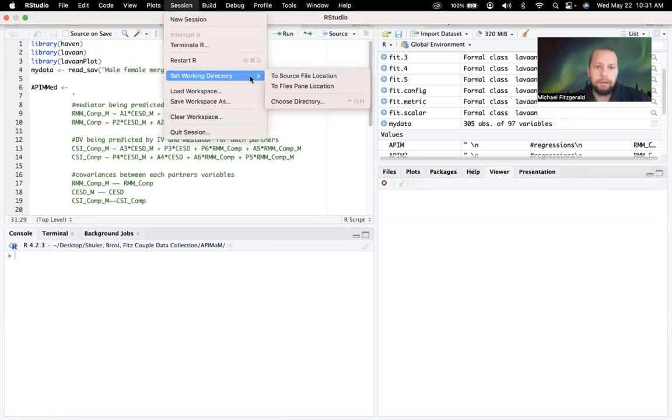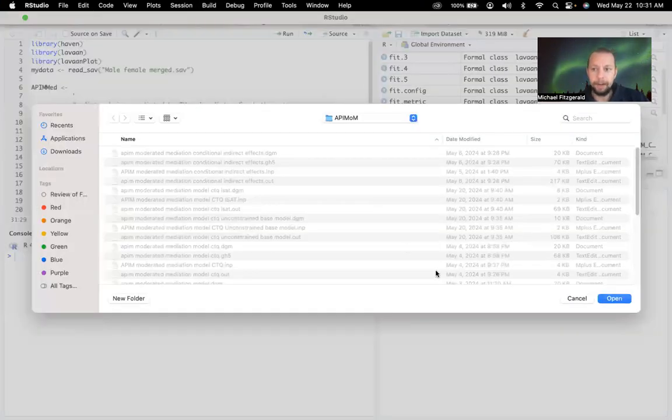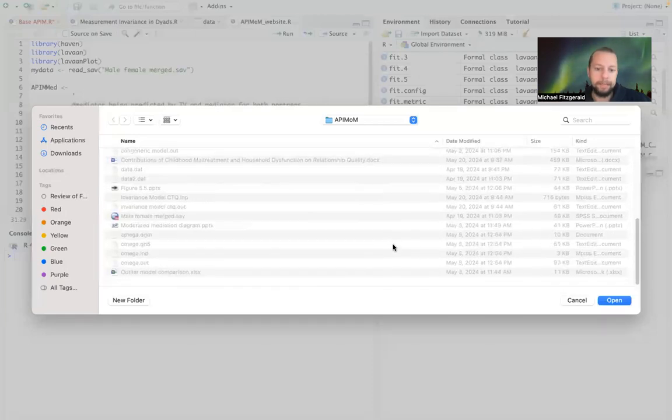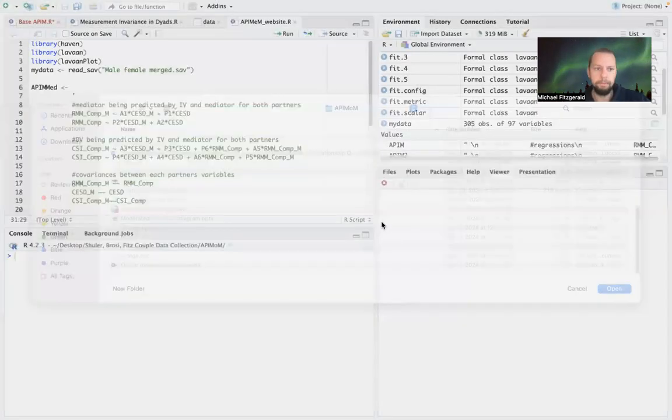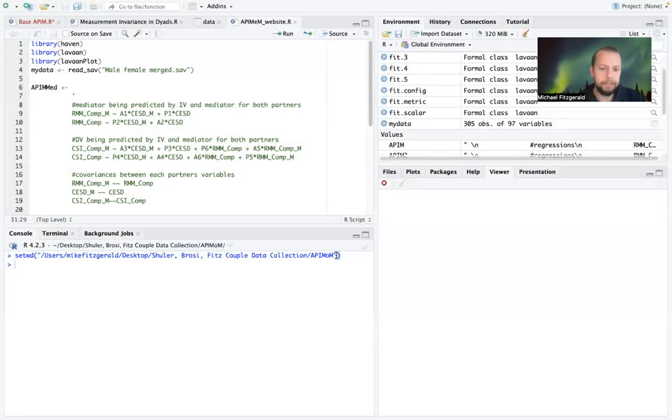I'm on a Mac, so I will go up to Session, Set Working Directory, and then choose directory, and then find the folder in which my data are embedded. And there's my SPSS file that I will be using. I will just hit open. And as you can see, our console is confirming that we have set the working directory.